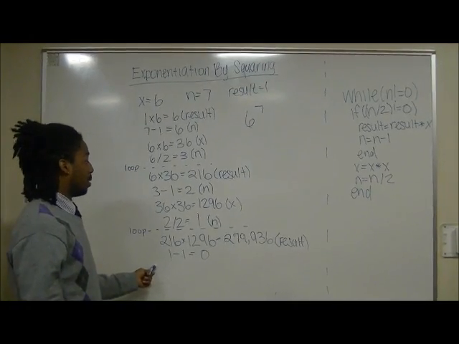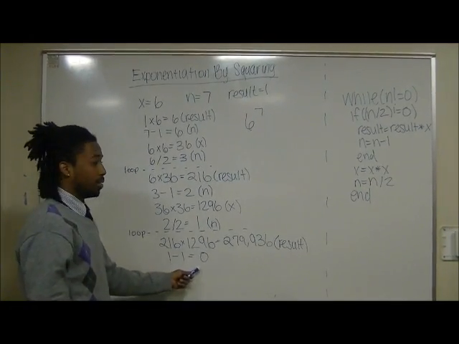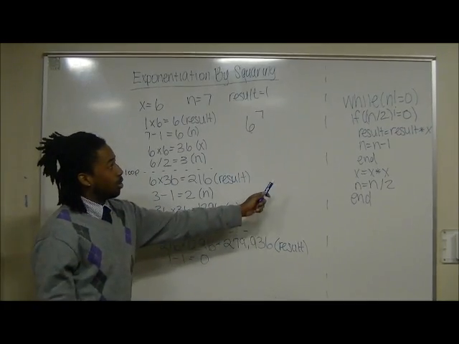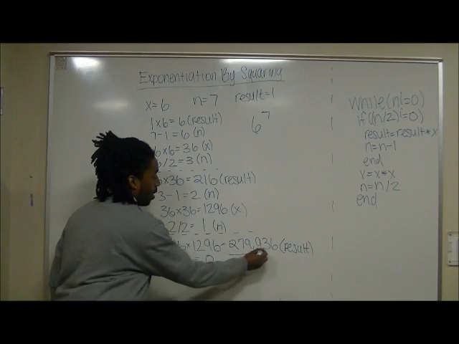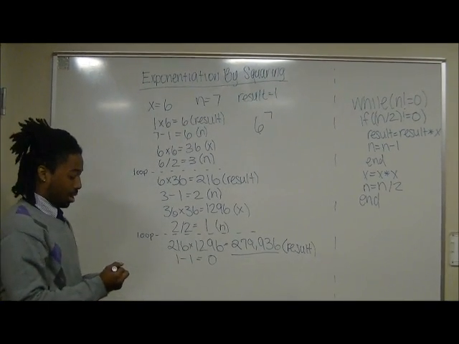And once we subtract 1 from 1, we'll get 0. And since it's 0, it will not loop around again to give you a new result. So we have our answer right here as 279,936.